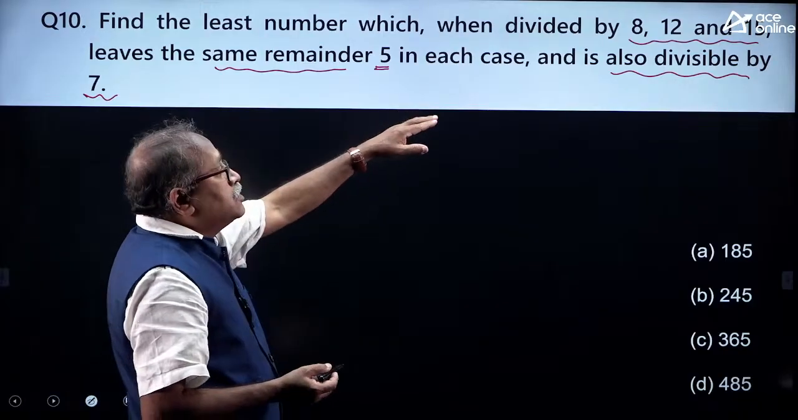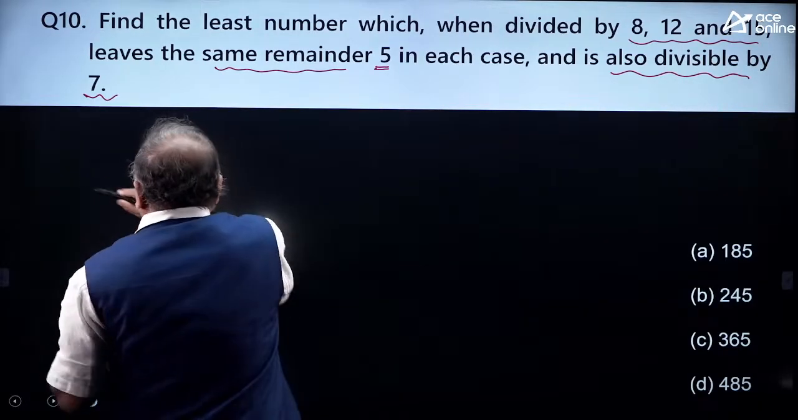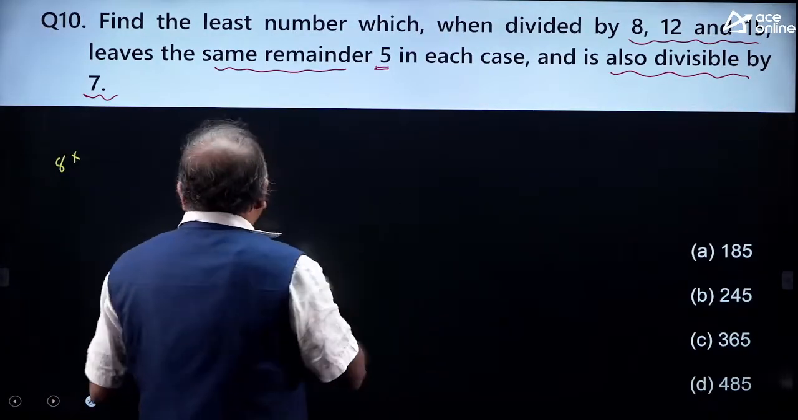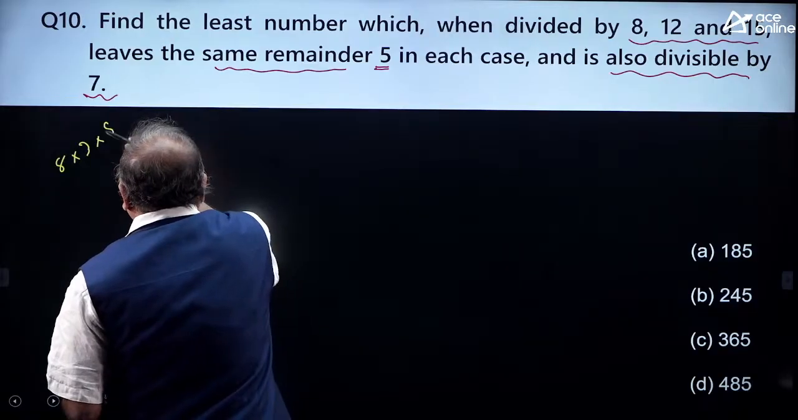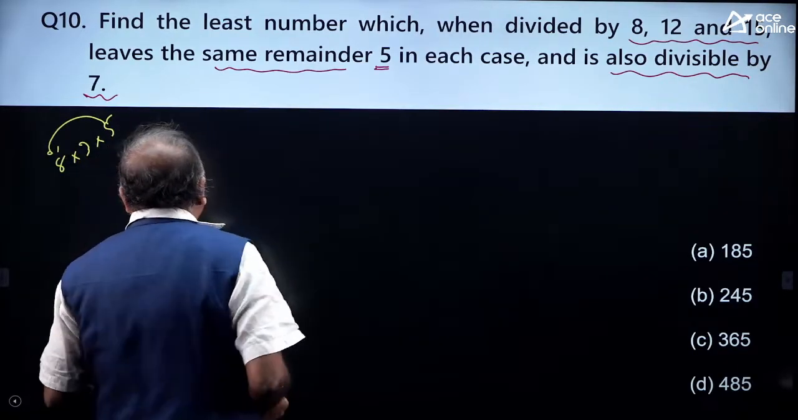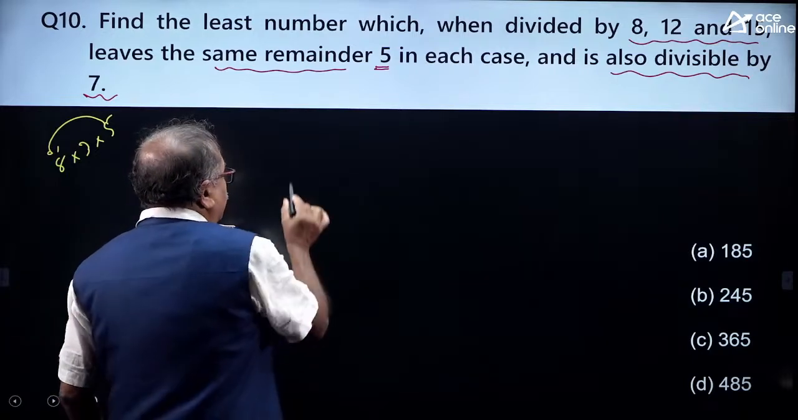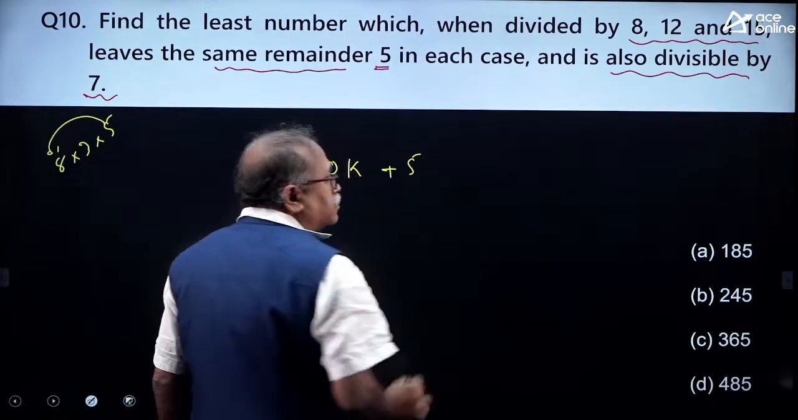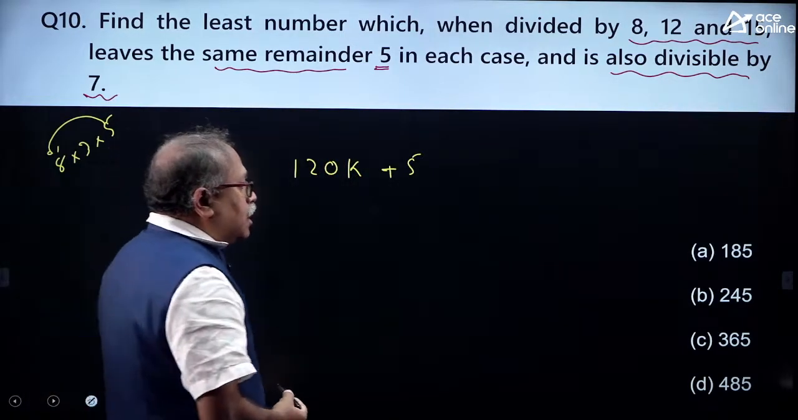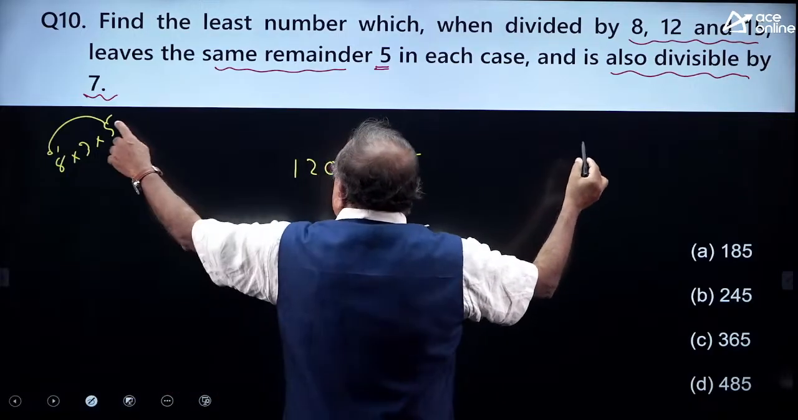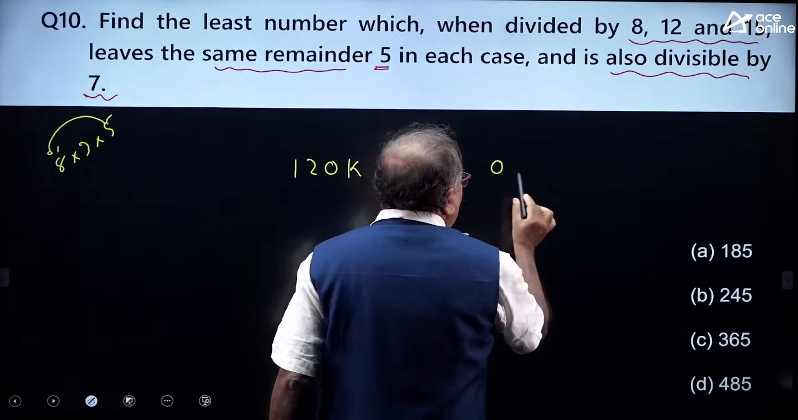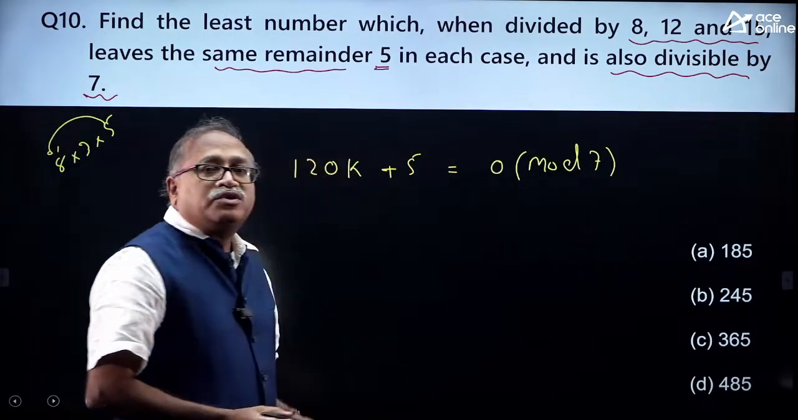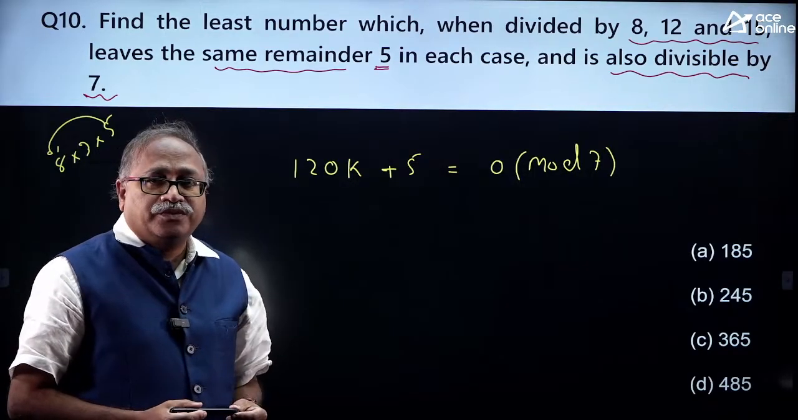What is the LCM of 8, 12 and 15? For 2, the highest power is 8, and for 3, I can see the 3 is there here, and 5 is there here. So 5 times 8 is 40, and 40 into 3 is 120. That means that number is in the form of 120k plus 5. Is that right? And that number should be divisible by 7. That means this is equal to 0 mod 7. When you divide by 7, the remainder should be 0.